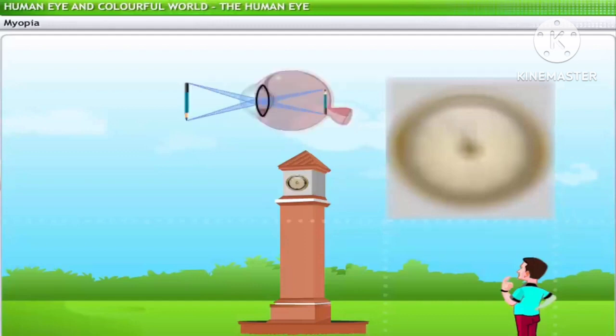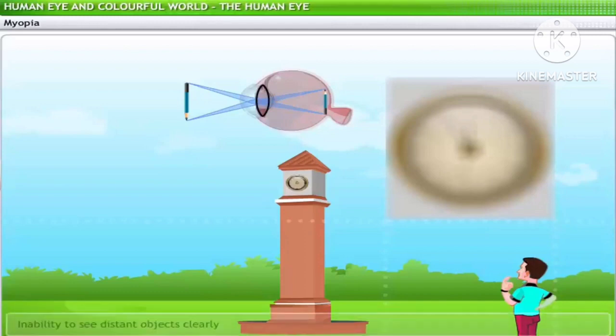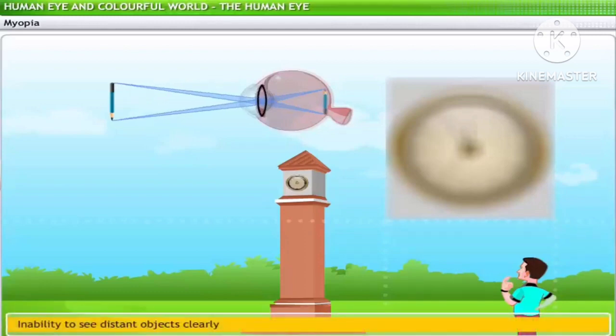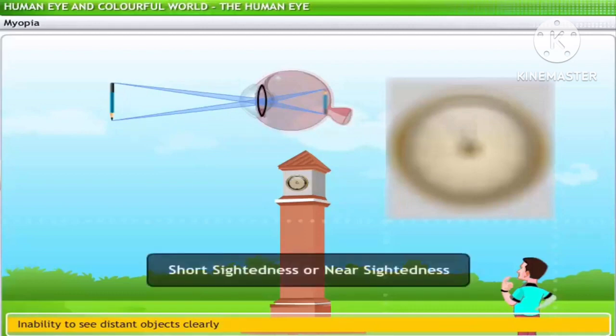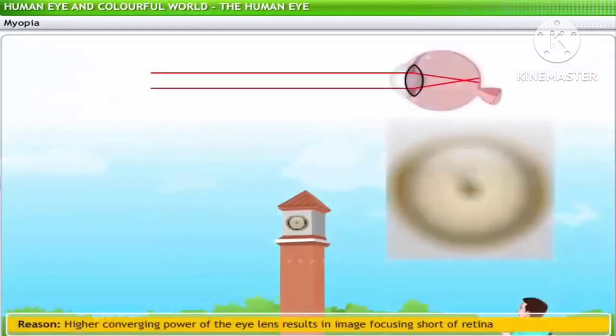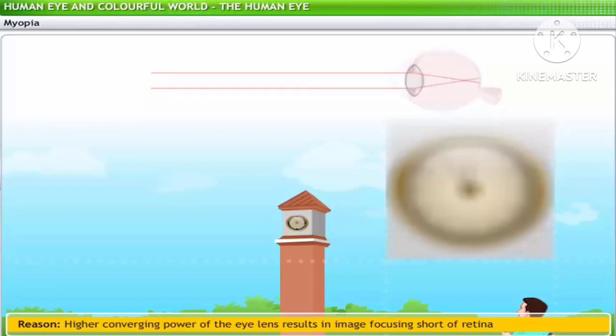Myopia is a defect in which a human eye can see nearby objects clearly, but distant objects appear blurred and unclear. Myopia is also known as short-sightedness or nearsightedness. Myopia occurs when the converging power of the eye lens is higher than normal. In such cases, the ciliary muscles do not relax sufficiently. Due to this, the parallel light rays that are reflected from a distant object are focused at a position before the retina, instead of on a position on the retina.